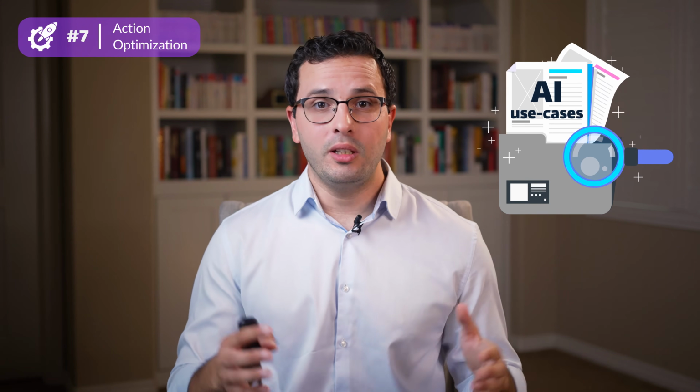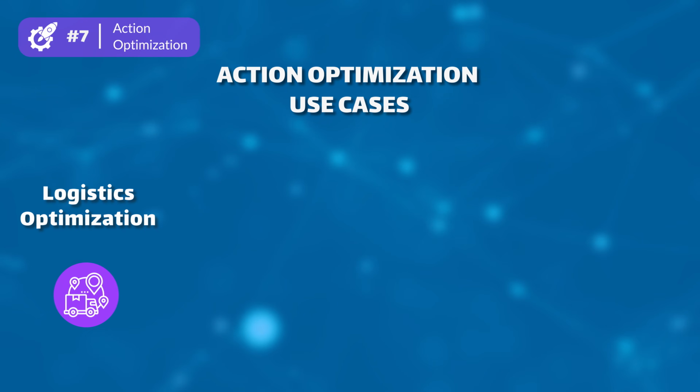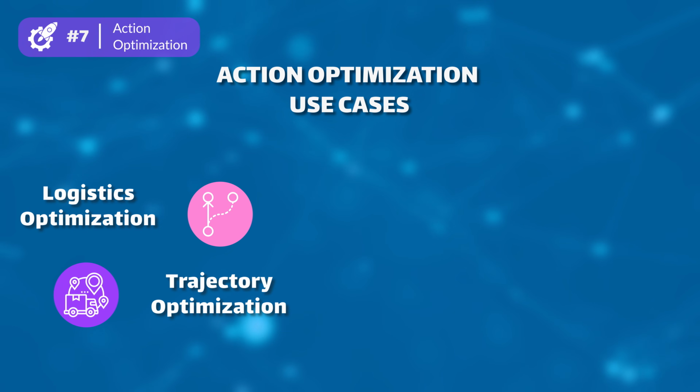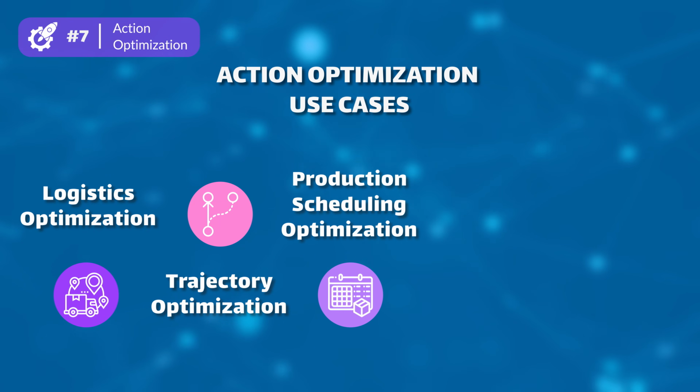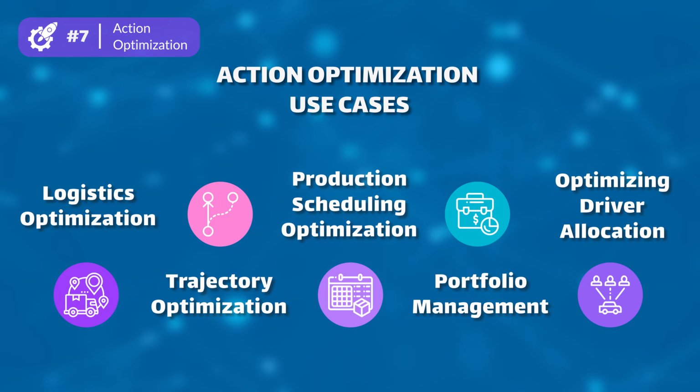Although action optimization, especially using reinforcement learning, is not widely adopted in the business world compared to the other patterns that we discussed today, there are some real-life use cases that are being deployed in production in different industries. Let's take a look. Logistics optimization for supply chain operations, trajectory optimization and motion planning for autonomous vehicles, robots, and drones, production scheduling optimization for manufacturing, portfolio management and financial trading strategy optimization, and finally, optimizing driver allocation and order dispatching for rideshare companies.